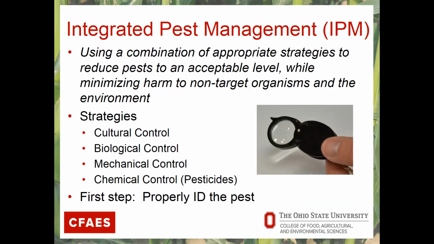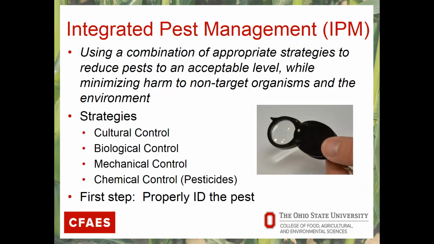So a popular term that you may have heard about is called integrated pest management. This is using a combination of appropriate strategies to reduce pests to an acceptable level while minimizing harm to non-target organisms and the environment.